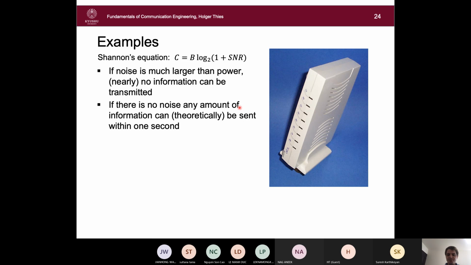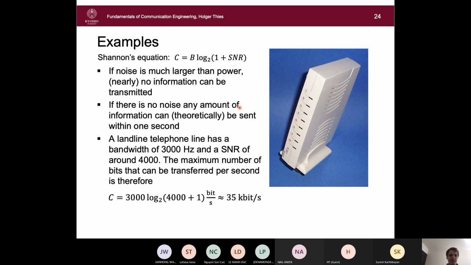So we can encode any message. For example, we can give any message one very small slice of power, and then we will be able to encode any kind of message with very small changes of power, and this means we can send any amount of information within 1 second. Of course, those cases don't really exist in the real world. So let's look at a real world example.